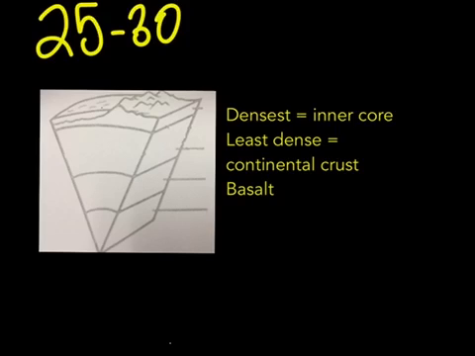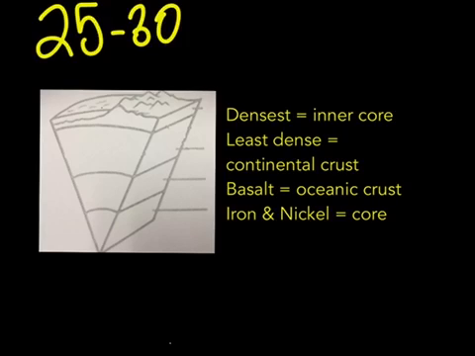Which layer of Earth consists of basalt? That is the oceanic crust. So think of salt water. Basalt is in the ocean. The layer that consists of iron and nickel, that is the core. So if you've ever heard someone say, what is the center of the Earth made of? It's a ball of iron and nickel. Yes, that's true. That's the core.